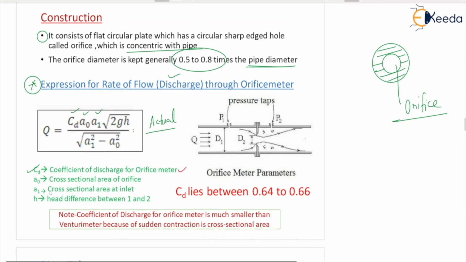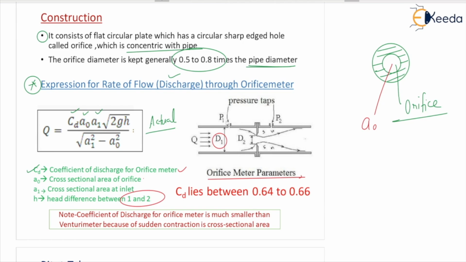Second one is A0. A0 is the cross-section area of the orifice. So this is the area I am talking about. This is your A0, the cross-section area of the orifice, and A1 is the cross-section area at the inlet of the pipe, where you can see D1 written in the diagram. Orifice meter parameters are mentioned here in this figure. D1 is the diameter, so you can find the area, π/4 D1 squared. That will give you A1, the cross-section area at inlet. H is the head difference between points 1 and 2.